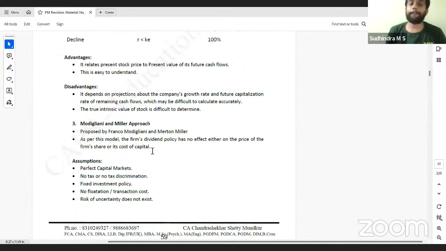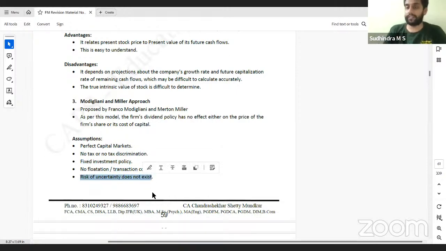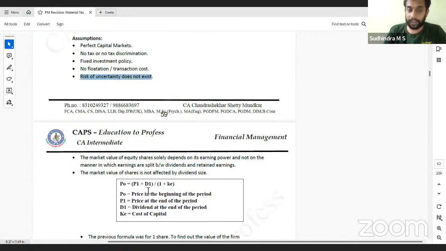Then we have Modigliani and Miller approach, M&M. So in this case, they are telling dividend policy will not have any impact on the market price. What are the assumptions? It's a perfect capital market. Assumptions normally will be the same. No tax or no tax discrimination, fixed investment policy, no transaction cost, risk of uncertainty does not exist. That's one extra point here.